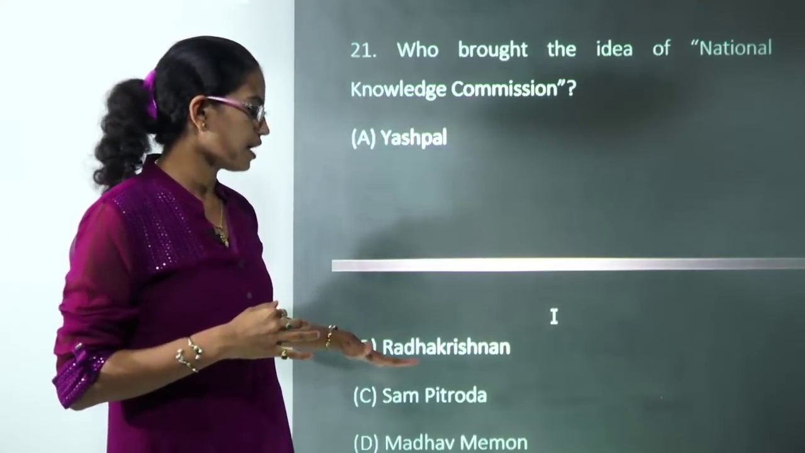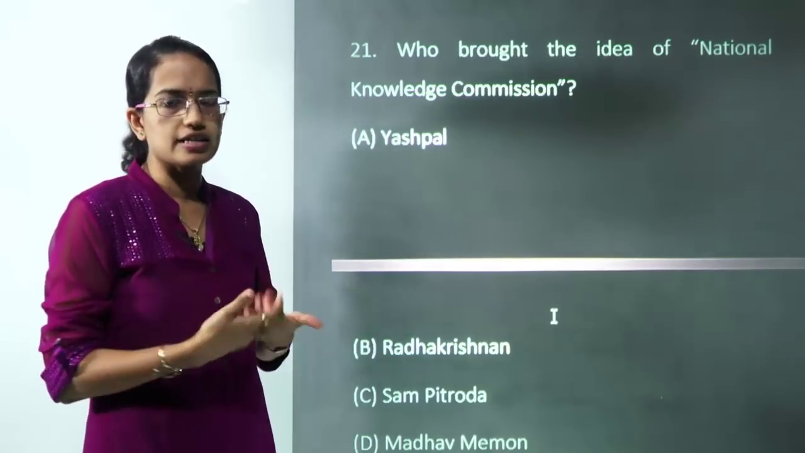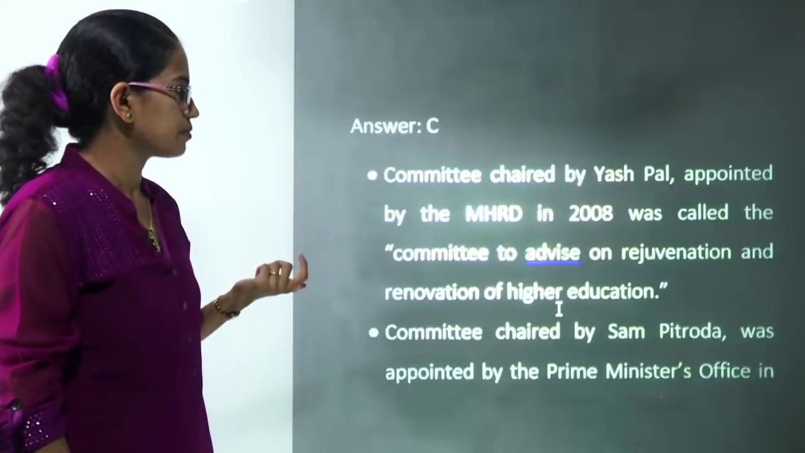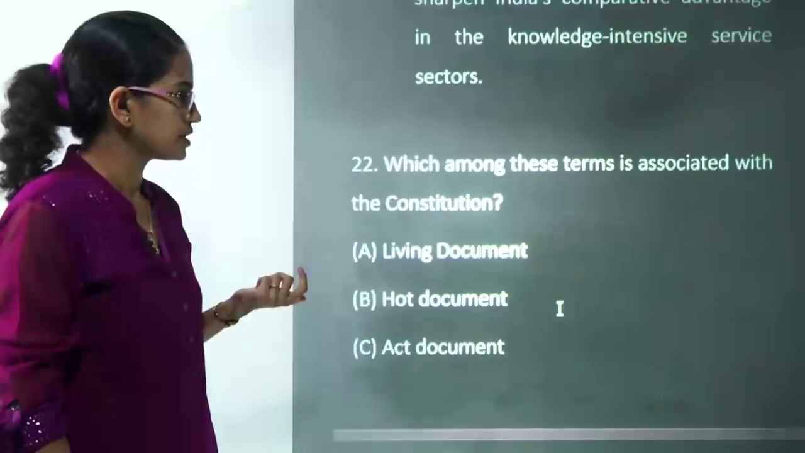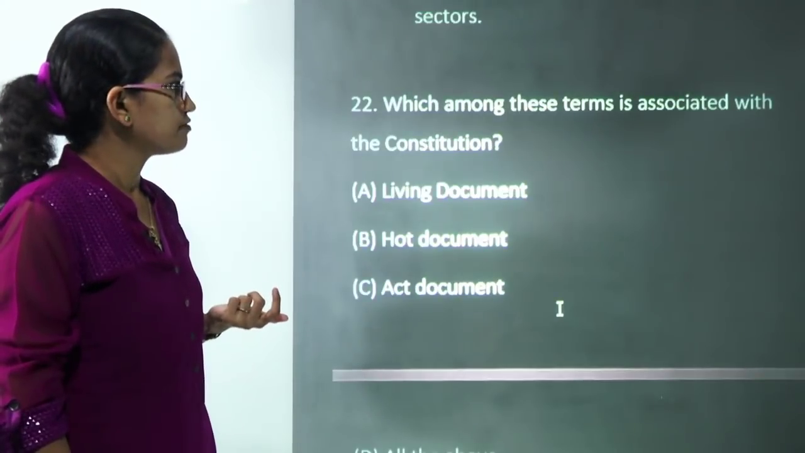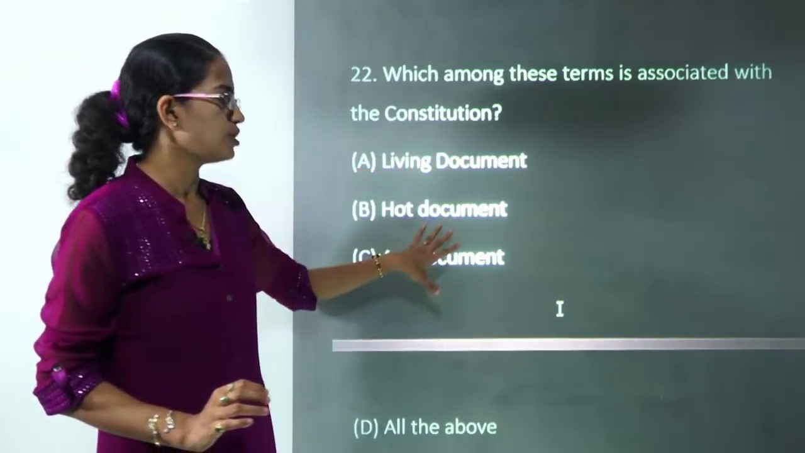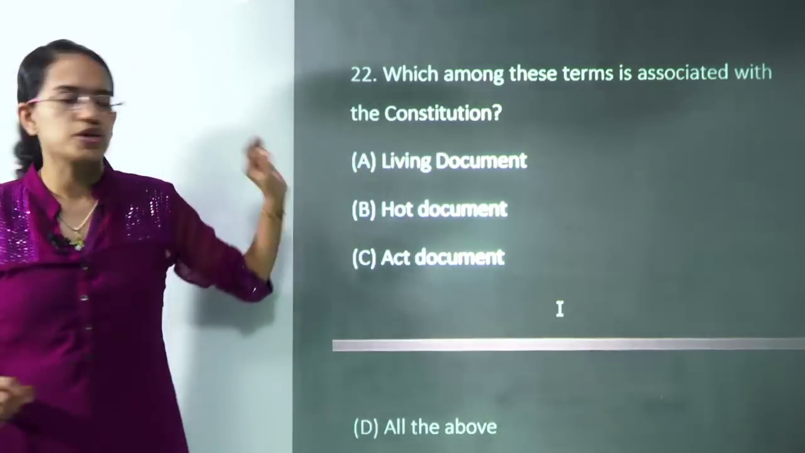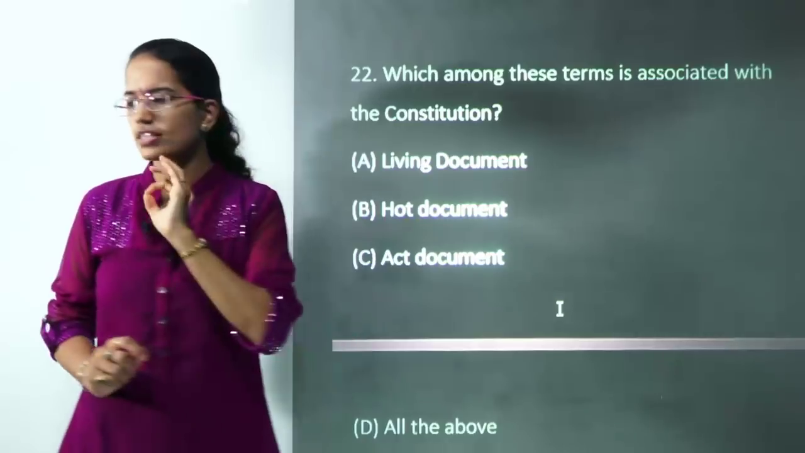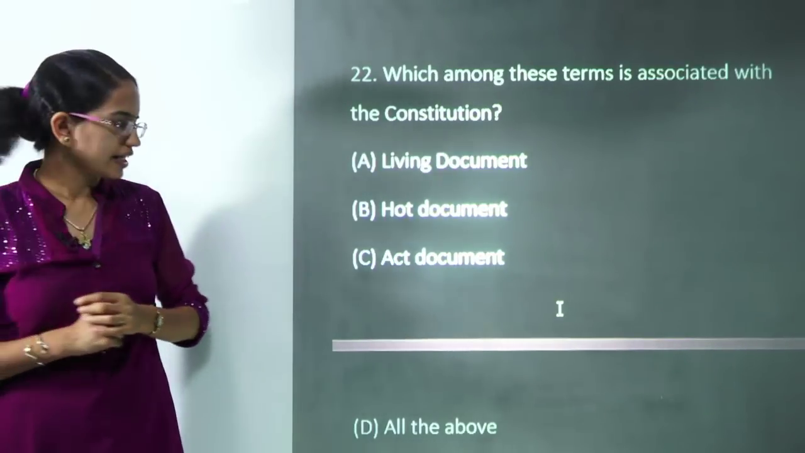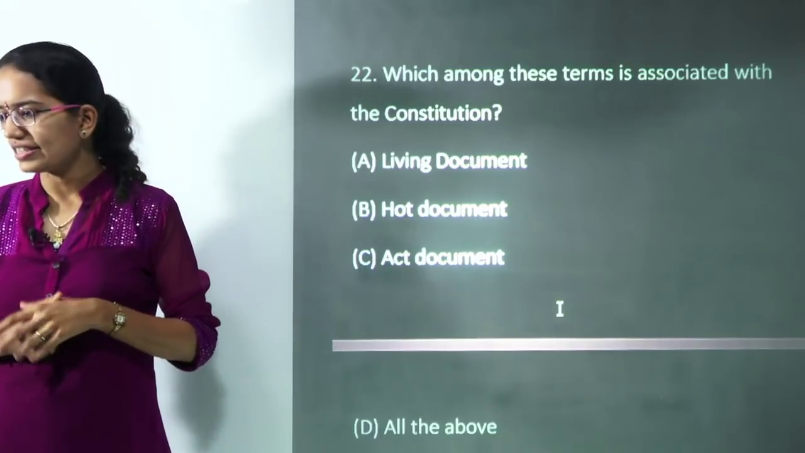So Sam Pitroda is considered the father of National Knowledge Commission in India, and he basically brought in the ideas for the National Knowledge Commission in India. Now which among these are the terms associated with the constitution? This is a very important question, and I am sure 90% of you would mark it incorrect. Question number 22, D, that's incorrect.